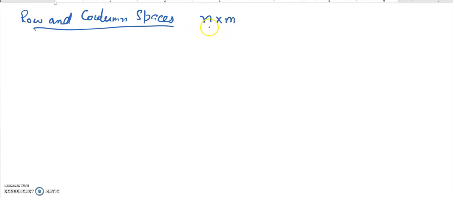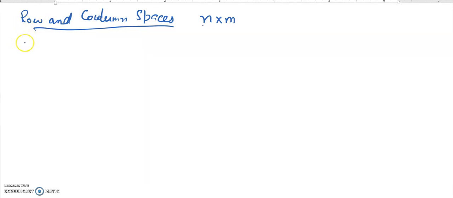So for an n by m matrix, with n rows and m columns, the row space will be in Rm, and the column space will be in Rn. Okay, so let me explain this with the help of an example, and then some other related terms as well. So we take two examples.